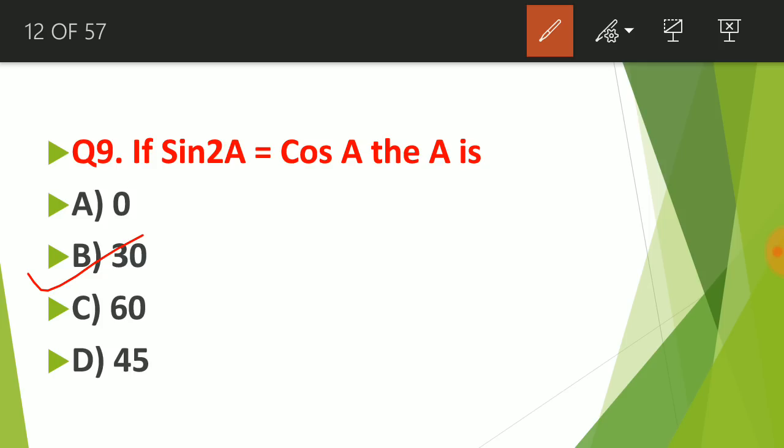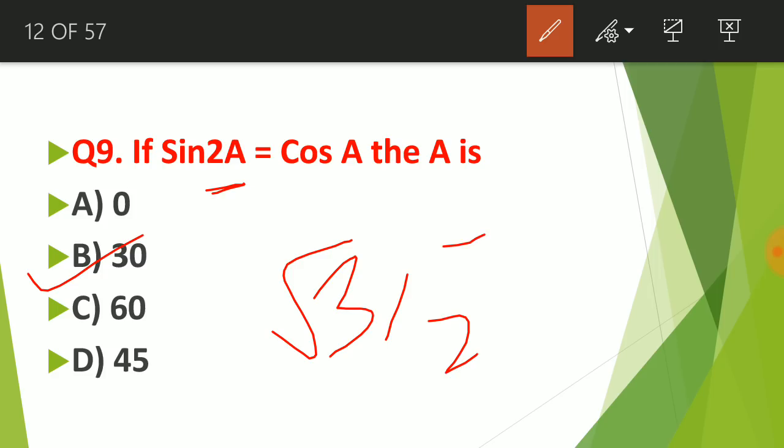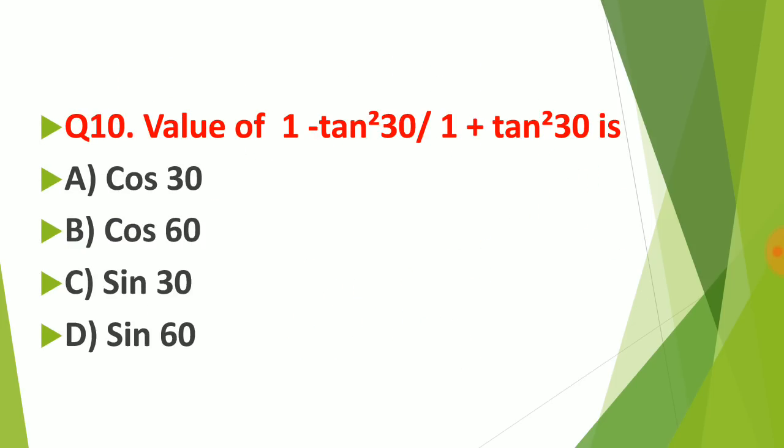Or we can say sine 60 is equal to root under 3 by 2, which is equal to cos 30. Cos 30 is also root under 3 by 2. So A must be 30 degree. Now let us see question number 10.